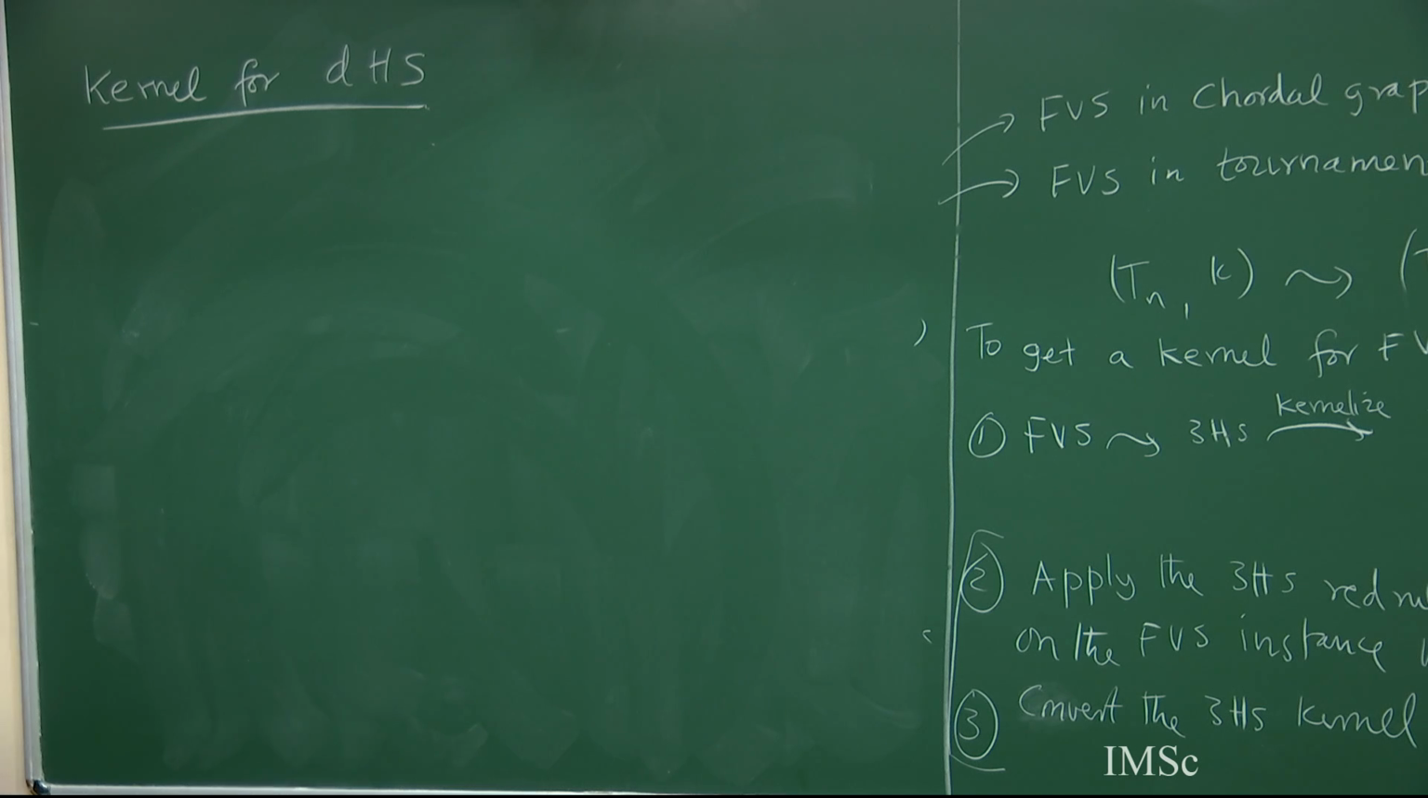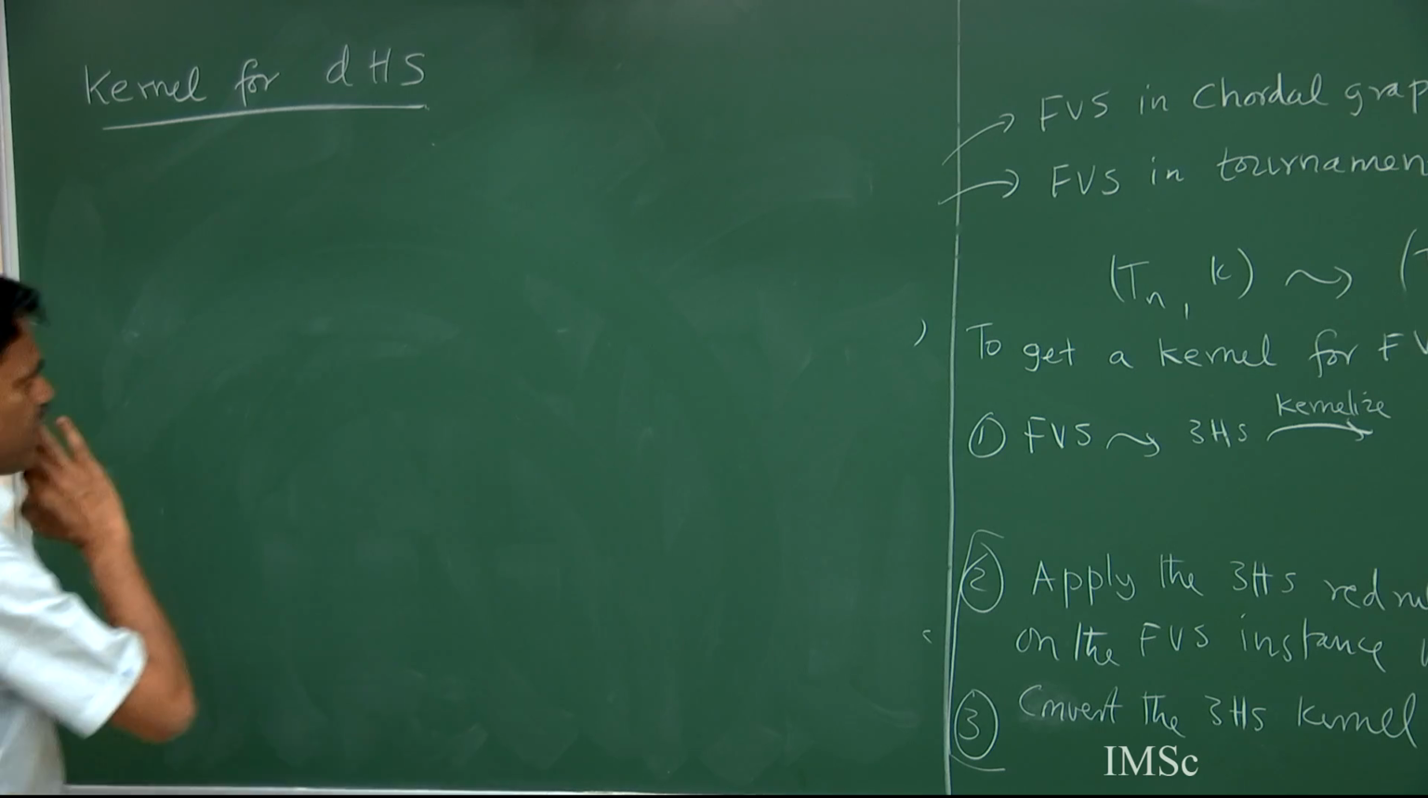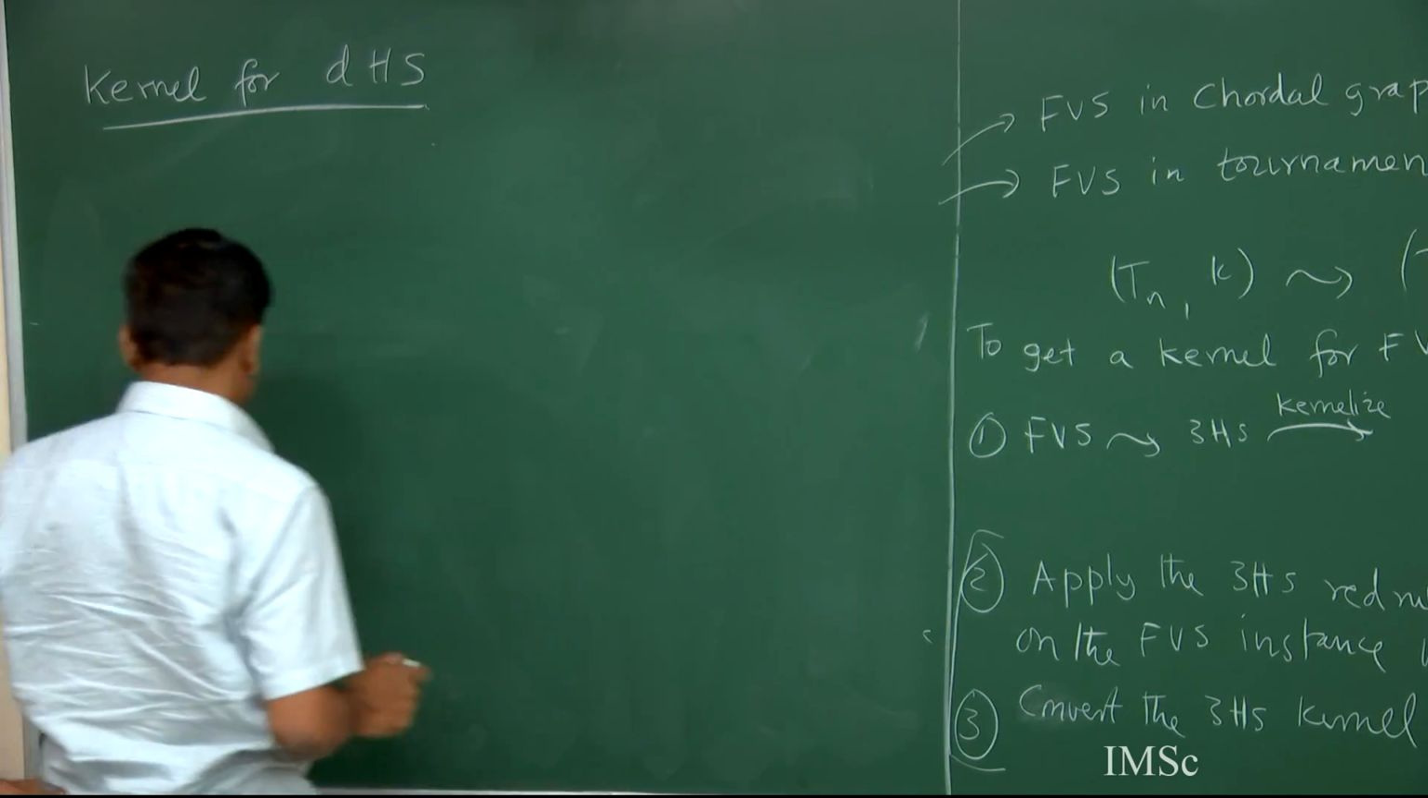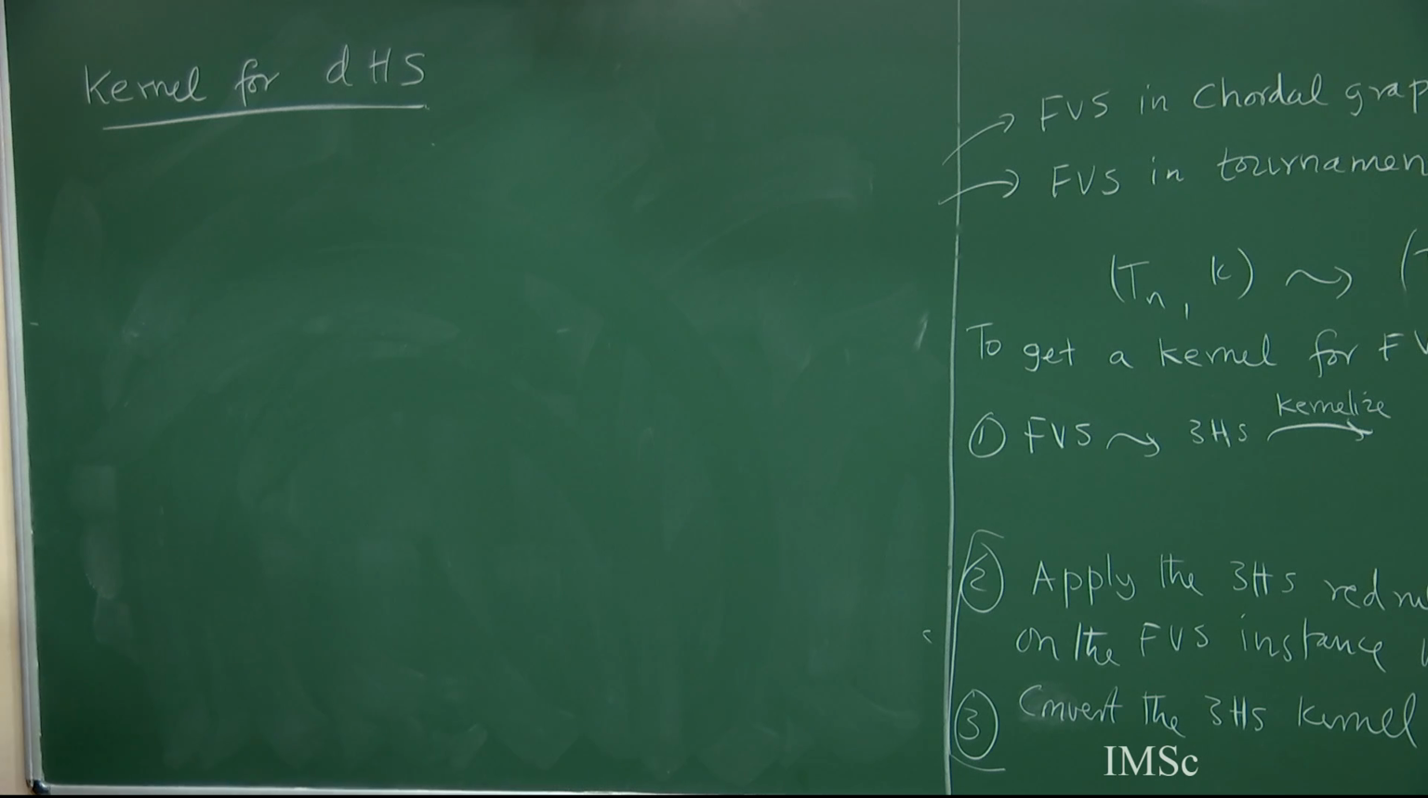But if I want to do this for d-hitting set, well, we could keep doing this. Instead of a pair, you will just look at a d minus 1 tuple that appears in more than k sets, then you know that it has to be picked into the solution and so on. You can get a kernel like that, but there is a more direct way of getting it using what is called the sunflower lemma, which is also an independently useful combinatorial tool. So let's do that.